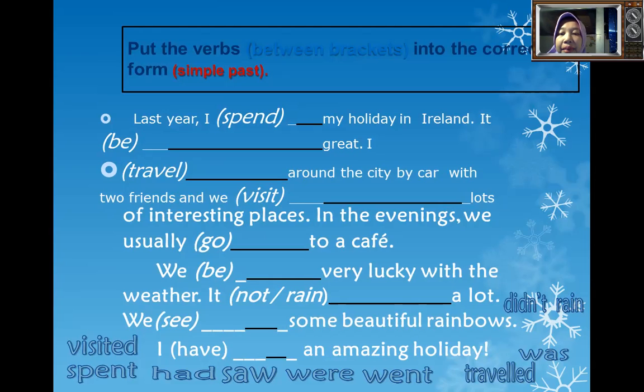Next, it rain a lot. There is a word not and rain. So here for the negative one, it didn't rain a lot. Next, we saw some beautiful rainbows. See becomes saw. I had an amazing holiday. The last answer, have becomes had. Okay, well done.